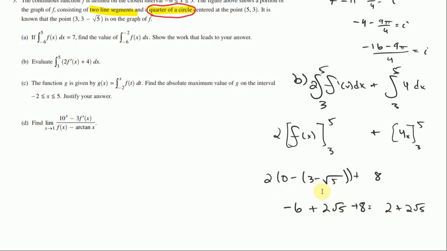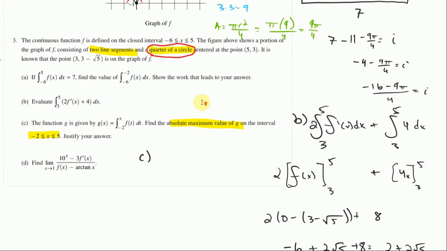Now on to part C. Okay, for C, the function g is given by g of x equals negative the integral from negative 2 to x of f of t dt. Find the absolute minimum, the absolute maximum value, okay, something we should highlight, absolute maximum value of g on the interval negative 2 to 5.